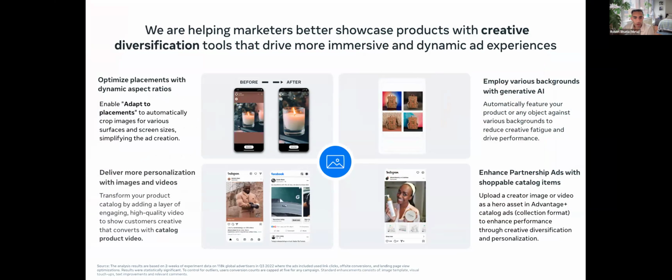To optimize the creative across placements, we're rolling out a new 4:5 aspect ratio display via Advantage Plus carousel ads. We're also adding 9:16 aspect ratio on stories. Ensure the adapt to placements is enabled to automatically crop images for different surfaces and screen sizes. This reduces the need to create multiple versions and simplifies the ad creation process.